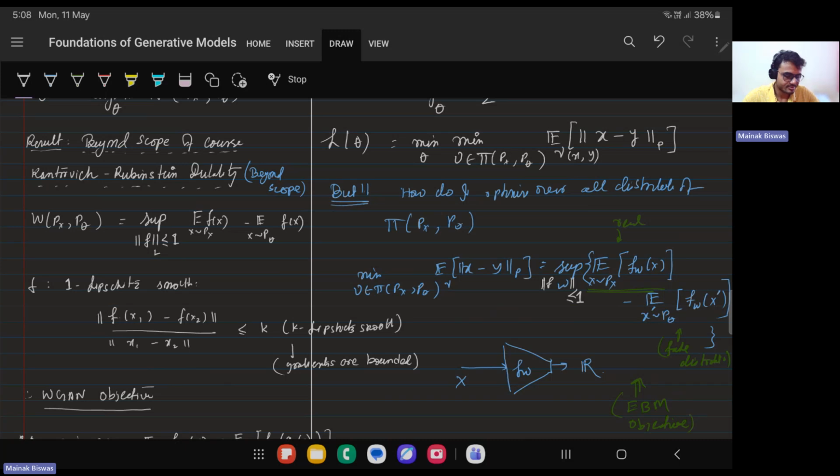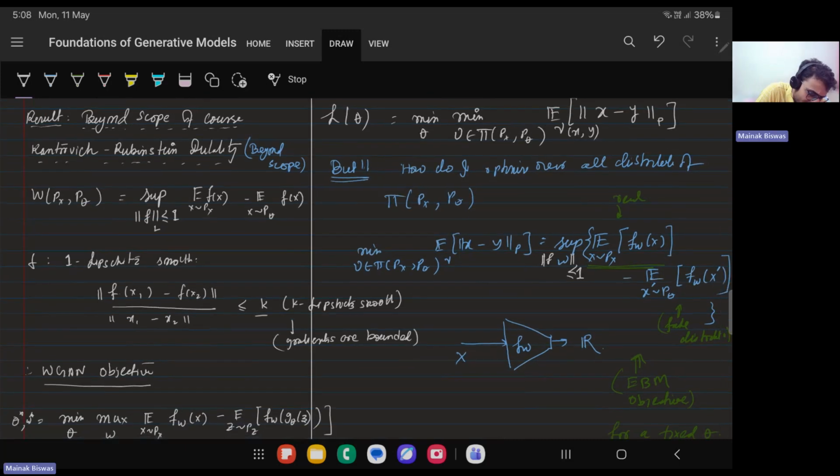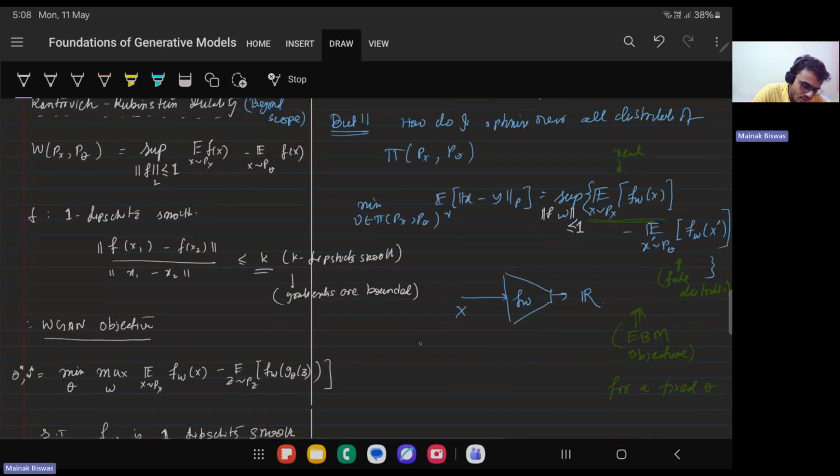That is, it should have gradients bounded by 1. So what you do is you say that f of x1 minus f of x2 by x1 minus x2 must be less than 1. This is what this function must be. This is a condition that has to be enforced. Only in these functions can you supremize over this set.